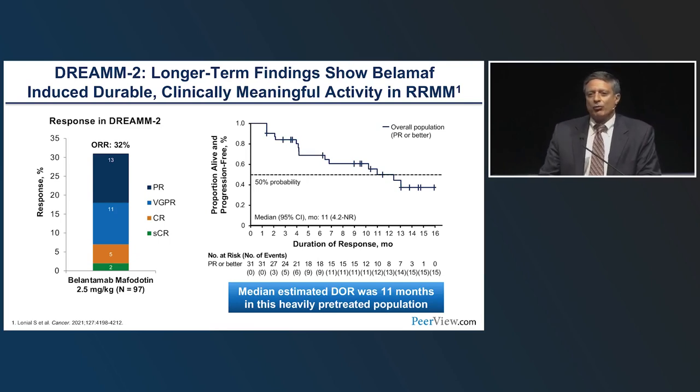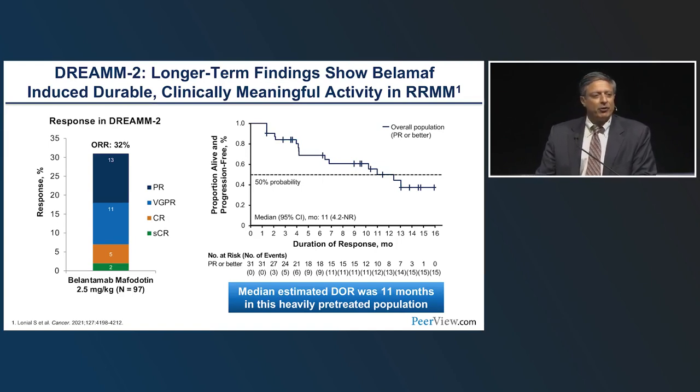Now, belantamab mafodotin was approved based on the DREAM2 study, and this is the longer follow-up of that study. Recall that DREAM2 was a randomized phase 2 study looking at 2 different doses of Belamat. The FDA, when the early design came out, saw that the MTD was about 3.4 milligrams per kilogram, and said, well, what if we do a lower dose to see whether the toxicity is any different? Because there weren't a lot of patients at the 2.5 milligram dose treated in the phase 1 study. And it turned out that the 2.5 milligram per kilogram was the better dose. It was a safer dose.